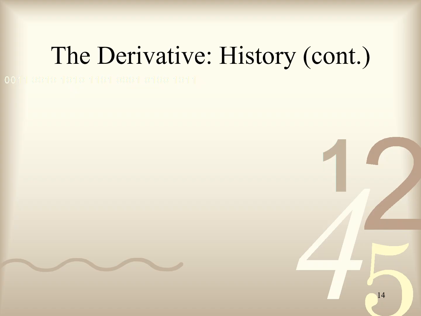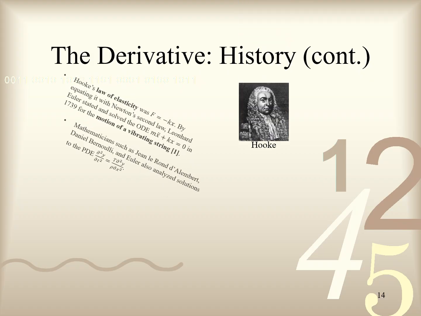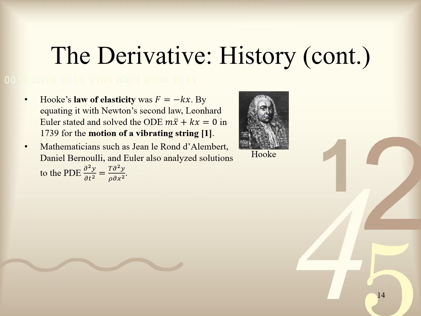Continuing with our discussion of the history of the derivative, Hooke's law of elasticity, named after the 17th century British physicist Robert Hooke, stated that the force required to stretch or compress a spring by a given distance is proportional to that distance. Mathematically, this is expressed as F equals negative kx, where F is the force applied to the spring, k is called the spring or elasticity constant, and x is the displacement of the spring. Equating it with Newton's second law, Leonhard Euler solved the ordinary differential equation m x double prime plus kx equal to 0 in 1739 for the motion of a vibrating string, based on reference 1.